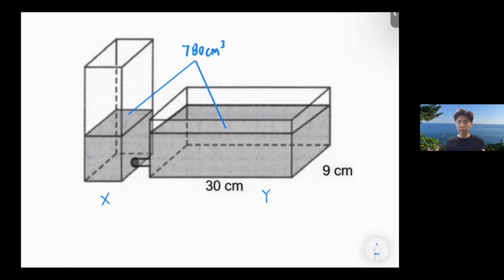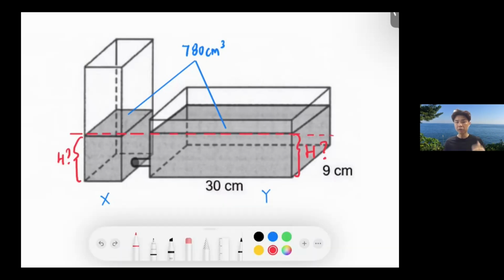But this 780 cubic centimeters of water is no longer just resting on the base area of container X. It is now resting on both the base areas of container X and container Y. And we can find the height of this water level by simply taking the total volume of water in both containers, the 780 cubic cm, and divide that by the combined base area of X and Y.